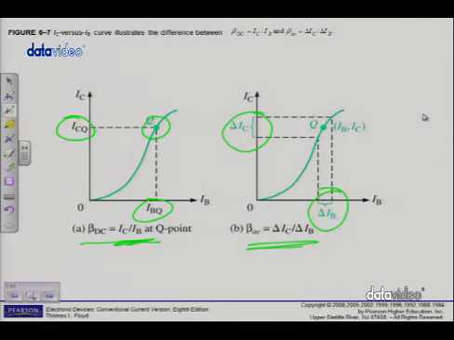Alright, now because this is not a linear graph, this value is not going to be the same as beta DC. It will differ a bit. It will be close, but it will not be the same because it's not a linear graph.